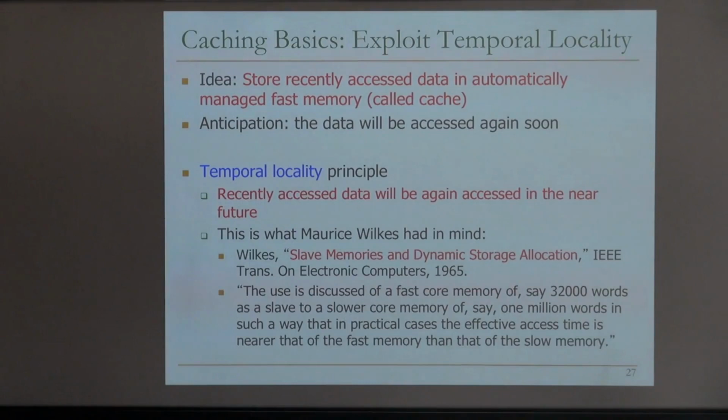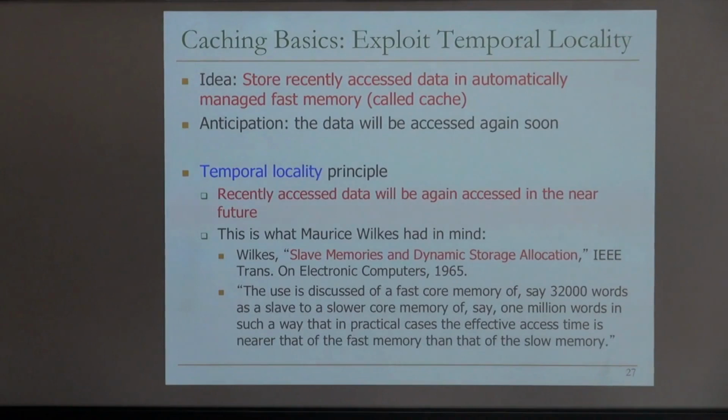"The user's disgust of a fast core memory of, say, 32,000 words as a slave to a slower core memory of, say, 1 million words, in such a way that in practical cases, the effective access time is nearer that of the fast memory than that of the slow memory." I think it's beautifully written. That's a very nice sentence, actually. I wish I saw more of these sentences in the papers that I review these days. I think people are less careful in writing, maybe. Okay, this is very nice. Basically, that's exactly what he had in mind.